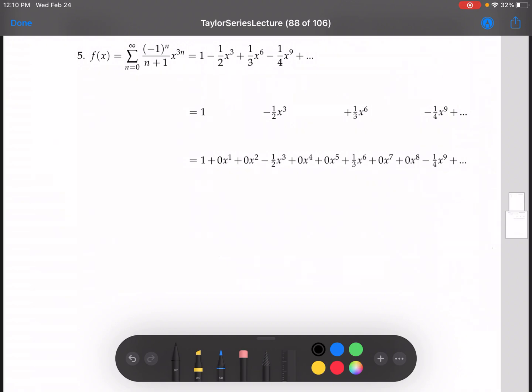I want to explain to you a common misconception that comes up on the Taylor series homework. Here we have a Taylor series, and here I've written out the first 4 terms of this Taylor series. Now don't worry about this stuff down here just yet, I'll get to that in a moment.